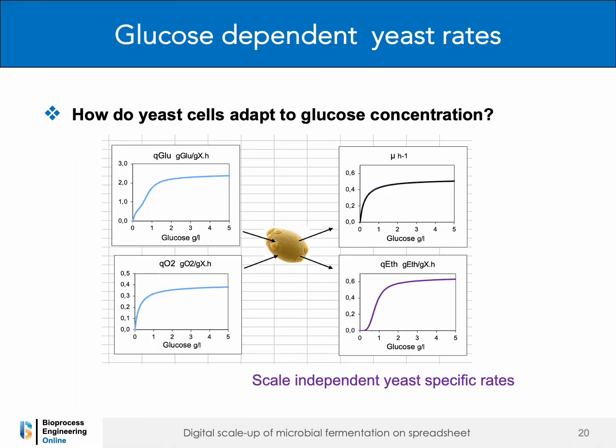In summary, this first section of the spreadsheet describes how fast the yeast grows, consumes glucose and oxygen, and produces ethanol under controlled, glucose-limited conditions during fed-batch fermentation. These kinetic laws can be considered scale-independent and therefore applicable from laboratory to industrial fermenters, provided that concentrations remain homogeneous throughout the well-mixed reactors.